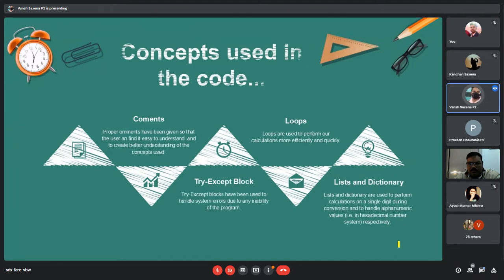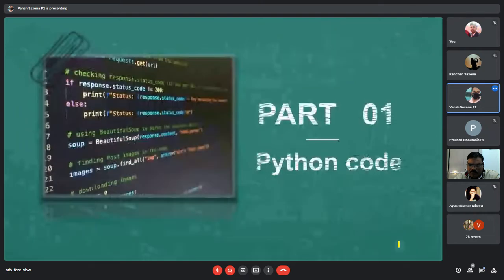I use a try except block to handle errors caused by the program, so that we can manipulate the errors and respond as per our reason. I use functions so that if any block of code needs to repeat again and again, I have mentioned a function there. Now it's time for the Python code.